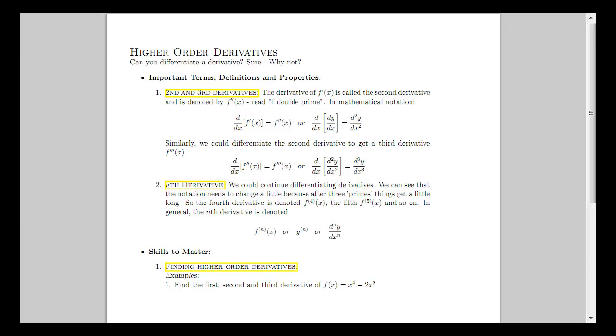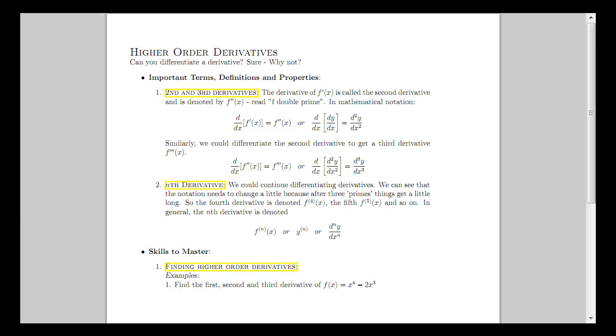Okay, so let's take a look at some notation first. If you've got your notes out, we use the notation f prime of x for the first derivative, right? So if we take the derivative of f prime, we call that the second derivative, and it is denoted by f double prime. So f with two apostrophes there. We read that as f double prime, or the second derivative of f.